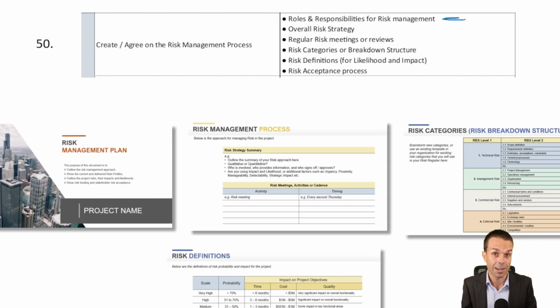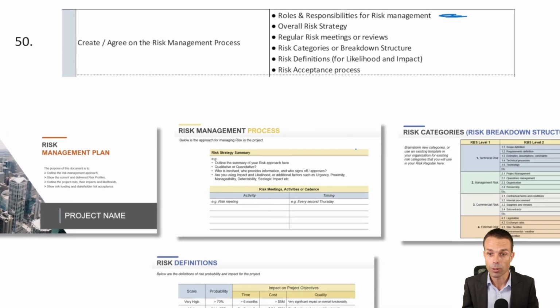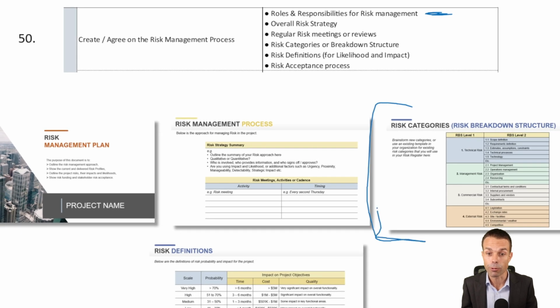Who's responsible for managing risk? The overall risk strategy, any risk categories, and we've got these here. These are really, really great. So maybe we've got technical risks, management risks, and in our organization, we might have existing lists of risks that we can just take from and use to brainstorm on our own project. So this is good to be aware of. It's a risk breakdown structure.